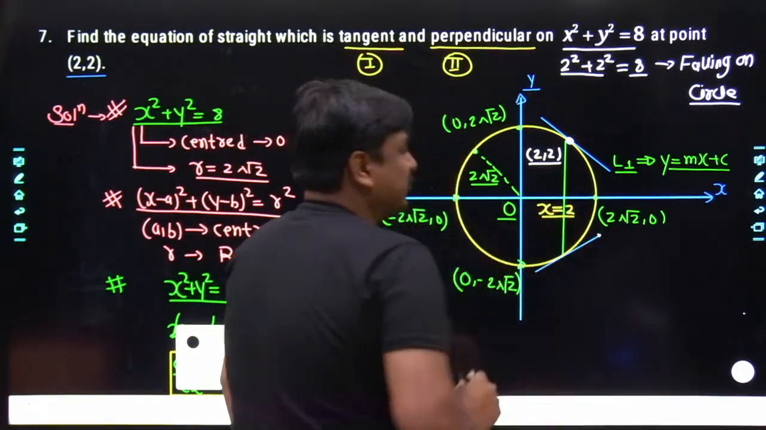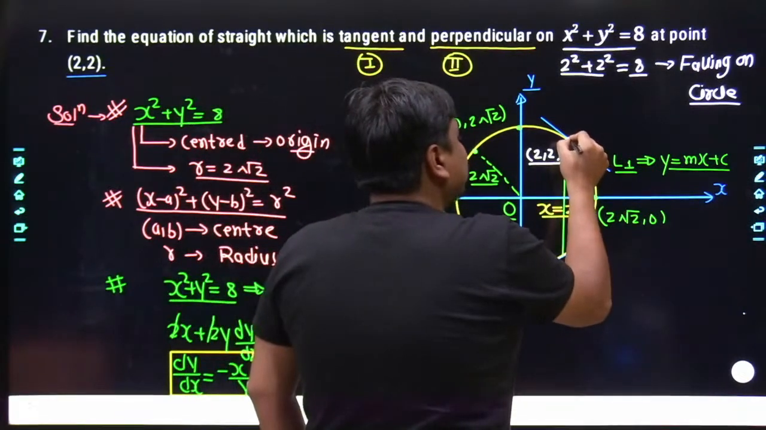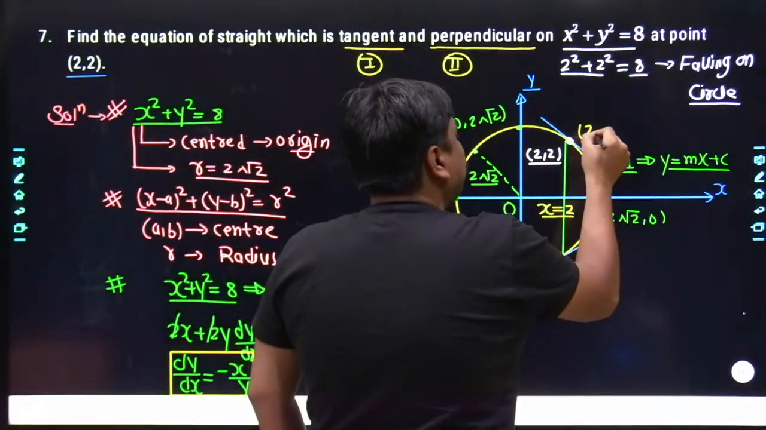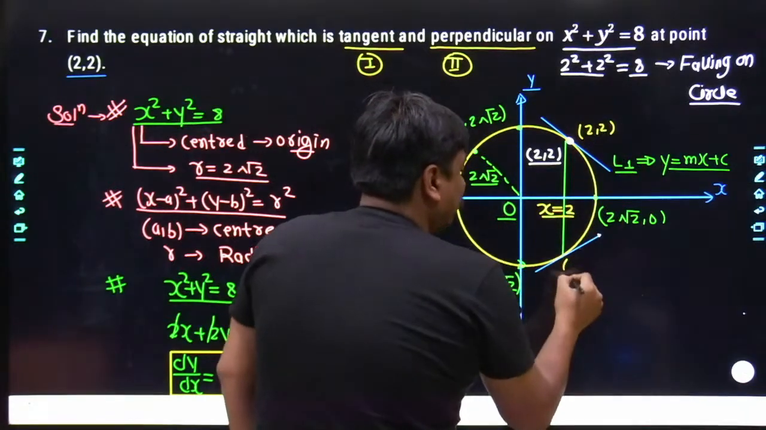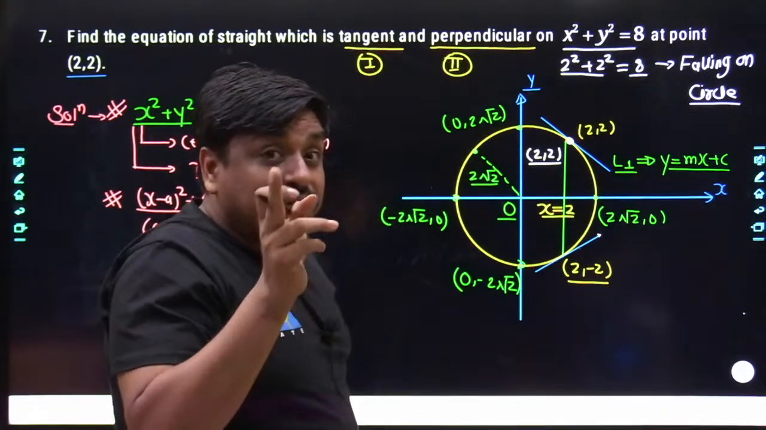x is equal to 2. Now at x equals 2, you have got two points on the circle. The first is at (2, 2). The second would be at (2, -2). Obviously, both have different slopes.